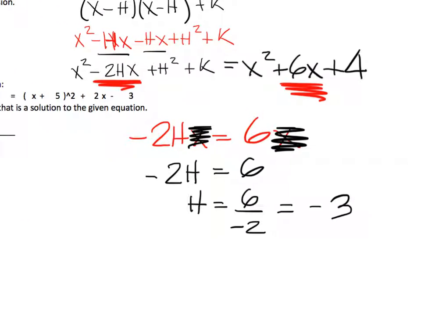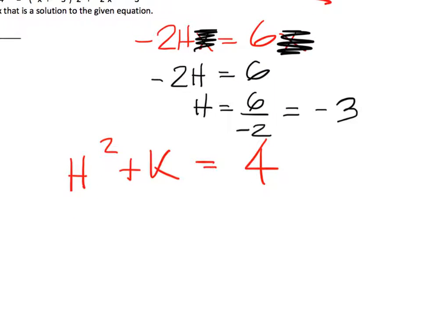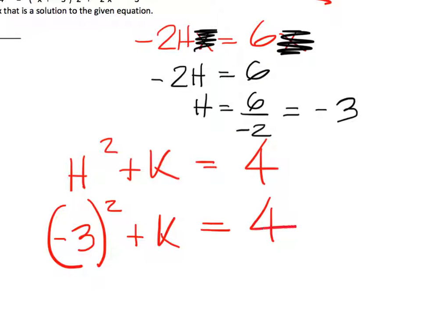But we have something left. We have this over here. We have h squared plus k. And that is set equal to what we have left over. What did we find for h? So if I put in a negative 3 and square that quantity and then plus k equals 4, then I should be able to find the value of k.